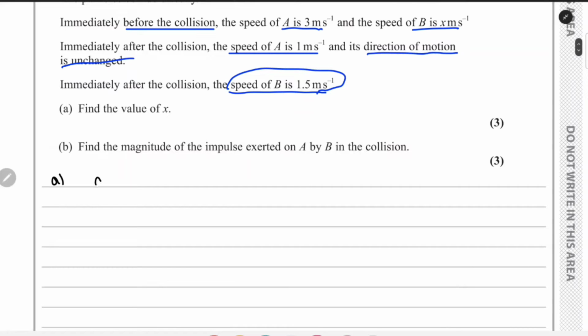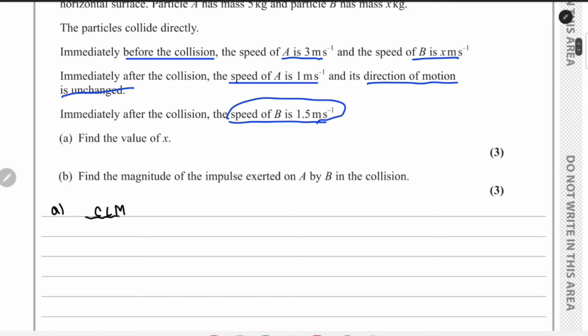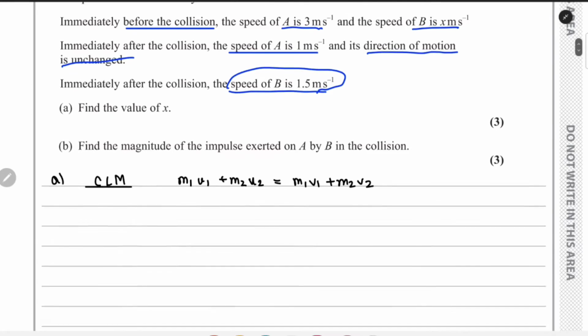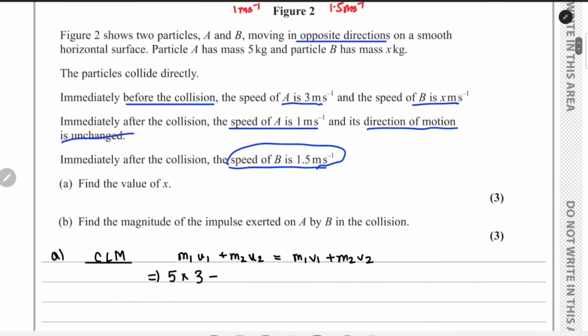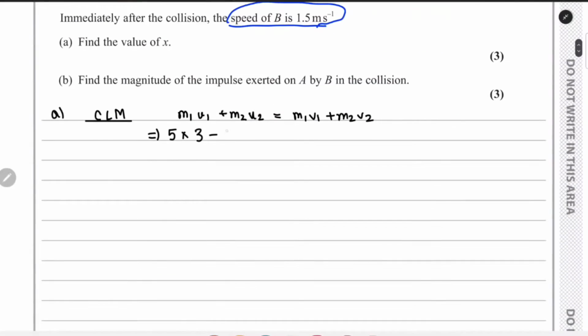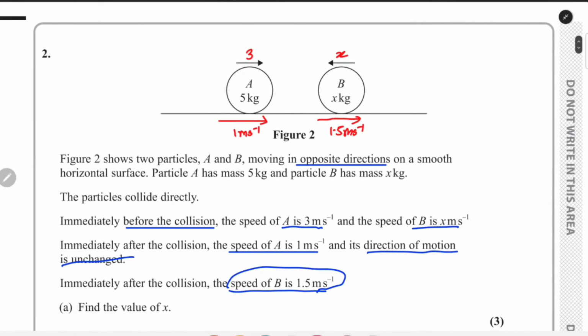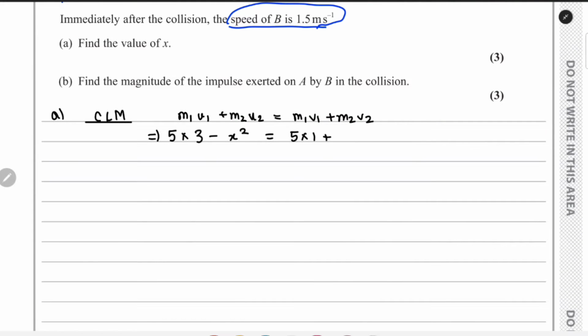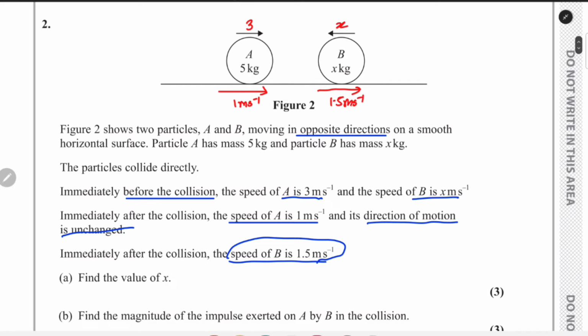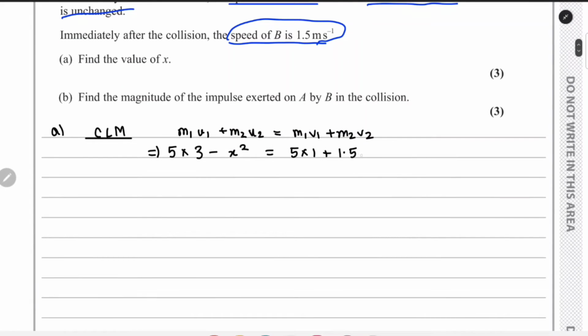So in this question, we'll use the conservation law of momentum. So m1 u1 plus m2 u2 equals m1 v1 plus m2 v2. So in this case m1 was 5 into 3 minus, because x is in the opposite direction, we'll have minus x squared equals 5 into 1 plus we have m2 v2, so 1.5x. Now we'll have 15 minus x squared equals 5 plus 1.5x.